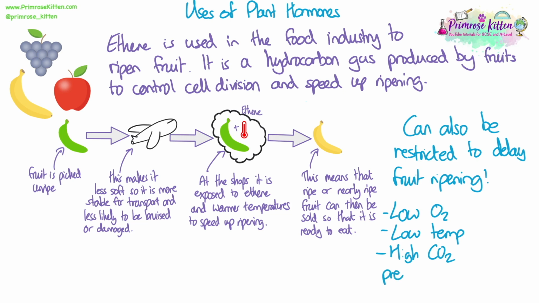You might want to delay it from ripening. So keeping it in certain conditions such as low oxygen, low temperature or high carbon dioxide can prevent the fruit from actually producing the ethene. So it prevents the synthesis of the ethene, so it can actually delay the fruit from ripening.